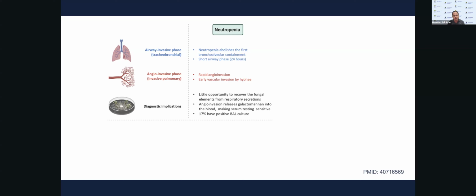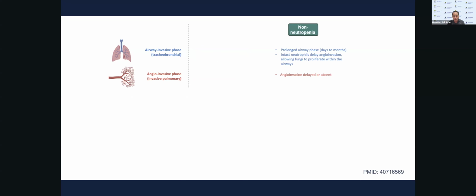How about in non-neutropenic patients? In the non-neutropenic patient, it is the reverse. They have a prolonged airway phase, days to months, because they have intact neutrophils that delay the angioinvasion. So they have a lot of ulceration and disease burden in the airway, but the organism, or the hyphae, will not angioinvade, or when they do, it will be delayed.